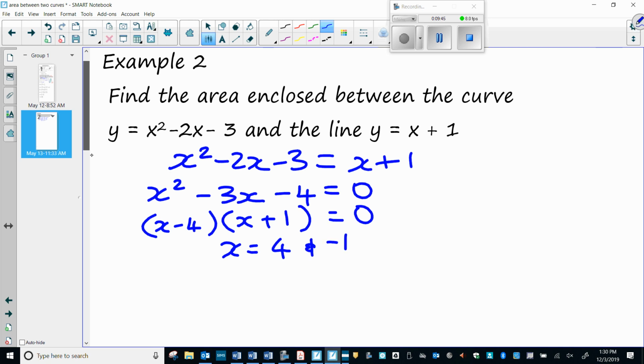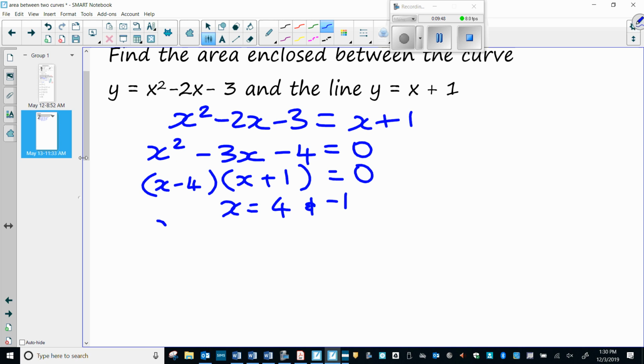Okay, so we've got our limits. So now we're going to draw our integral sign. We have 4 on the top, and we have a negative 1 at the bottom.